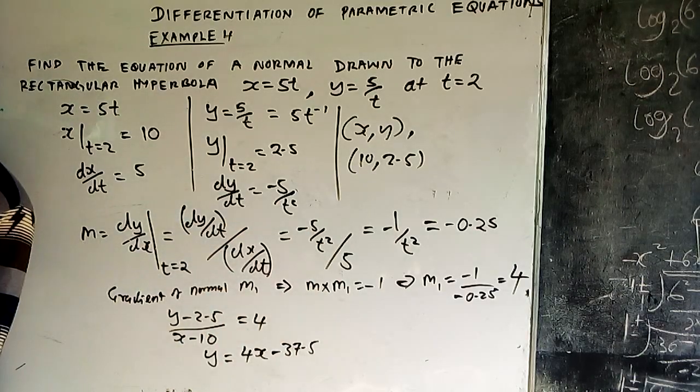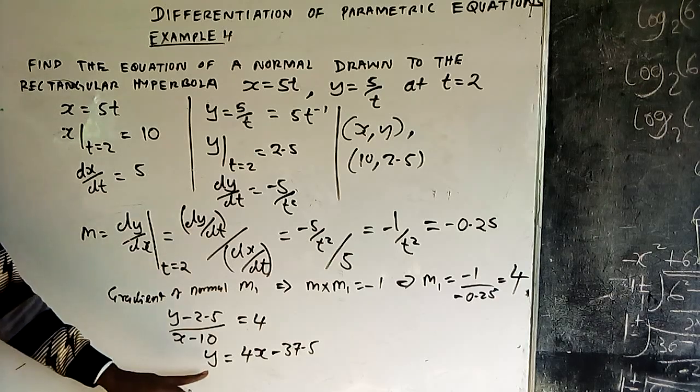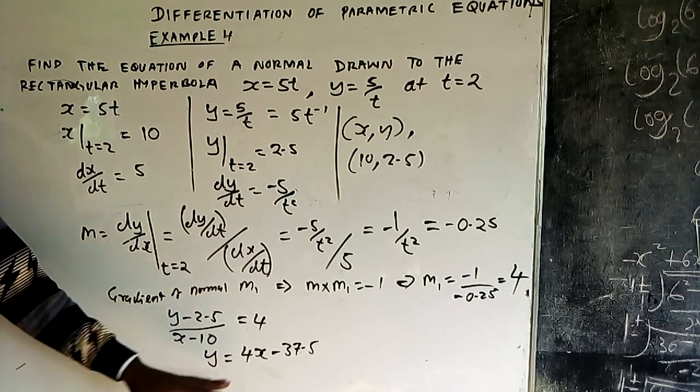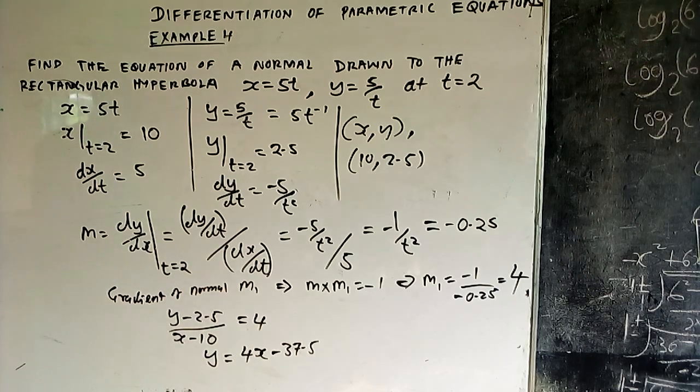You get y = 4x - 37.5. So this is in the form y equals mx plus c, and you've actually determined the equation of a normal given the parametric equation of that rectangular hyperbola.